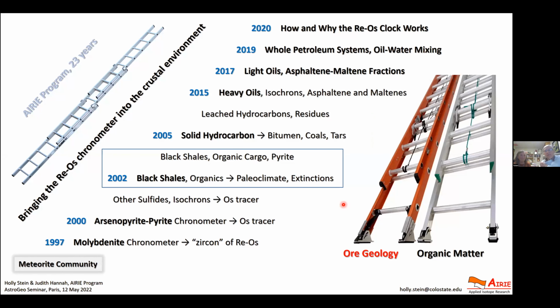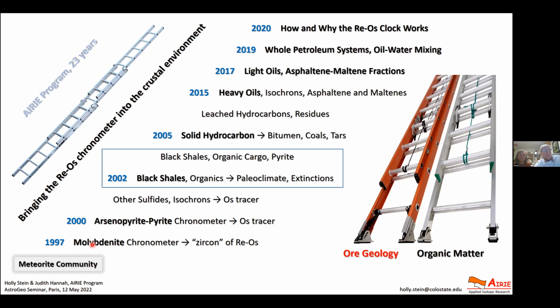So just one background slide here. The box in the middle is what we're going to focus on today. But rhenium-osmium really started out with the meteorite community, because meteorites have lots of rhenium and osmium. And from there, in 1997, we developed an application in crustal rocks to the mineral molybdenite, MoS2, molybdenum disulfide. I call this the zircon for rhenium-osmium dating.